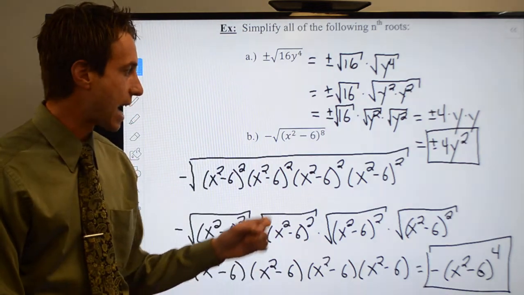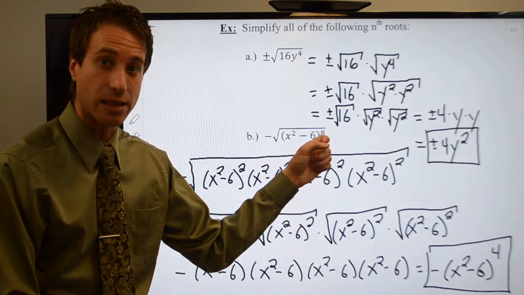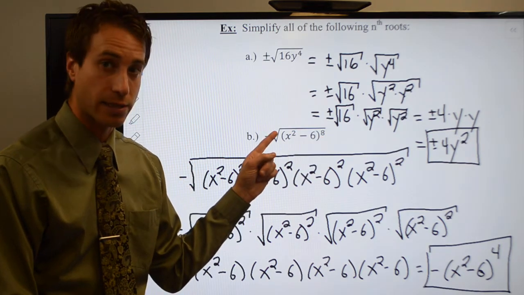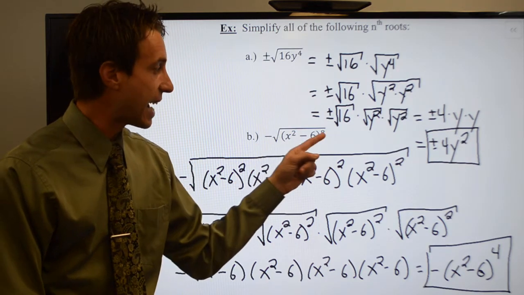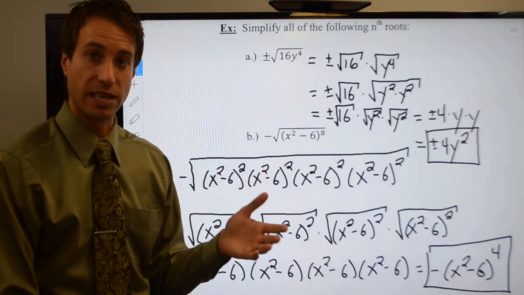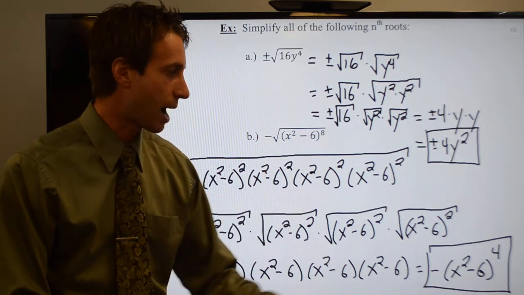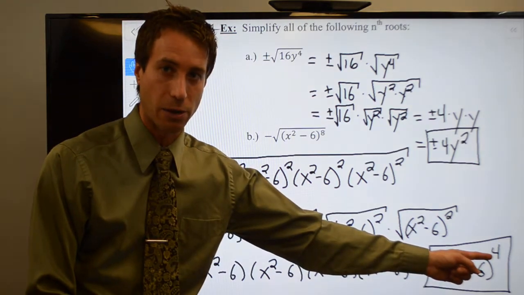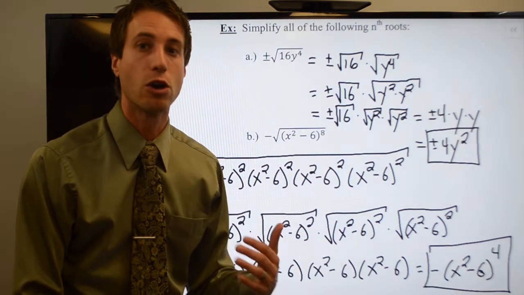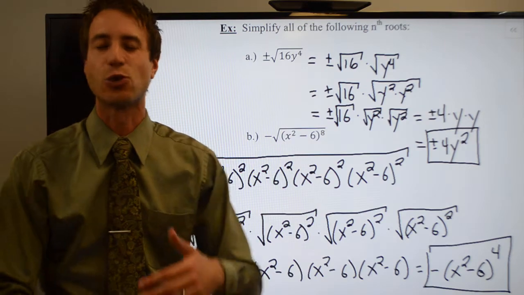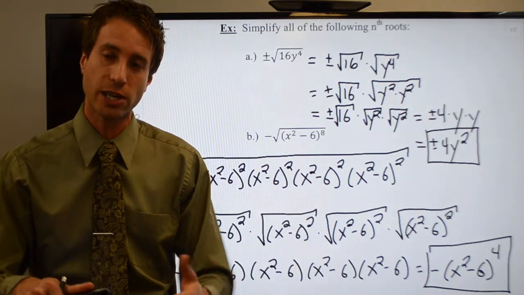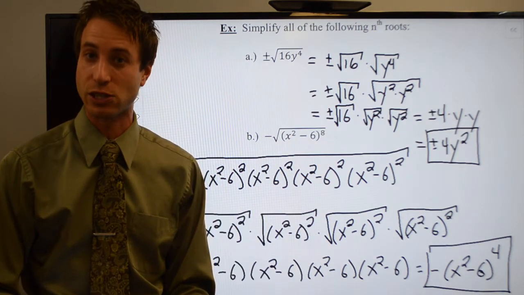Let's check this one down here. I have something to the 8th power. My index is 2. Is 8 divisible by 2? Yes, it is. 8 divided by 2 is 4. Any surprise I wind up with a final power of 4? Shouldn't be. That's the shortcut version to simplifying these radicals.